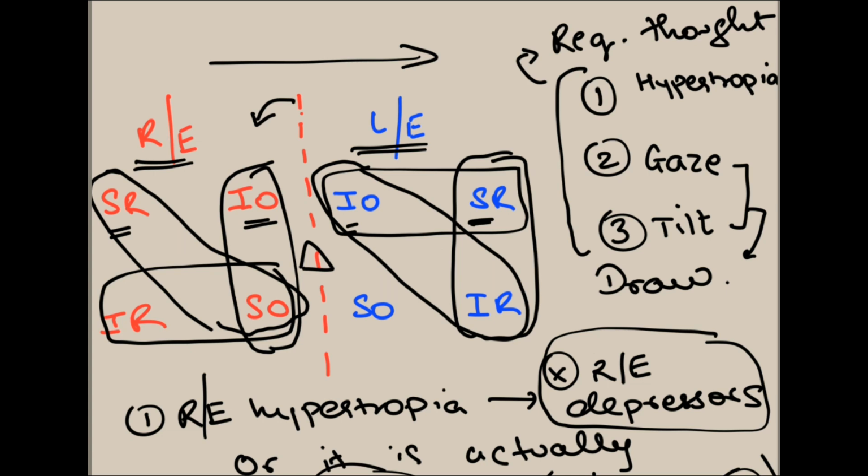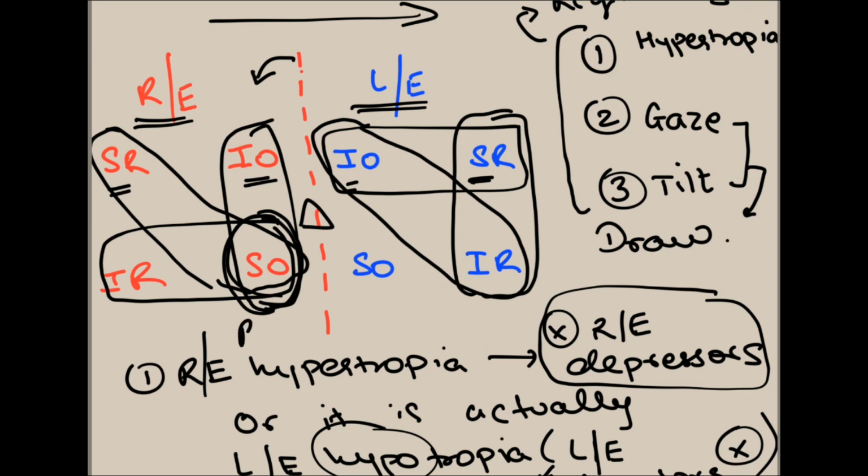So once we are done with the three steps, we will notice that one of these muscles has been encircled 3 times by all 3 circles, and that is our paretic muscle. So right superior oblique was the paretic muscle in this case.